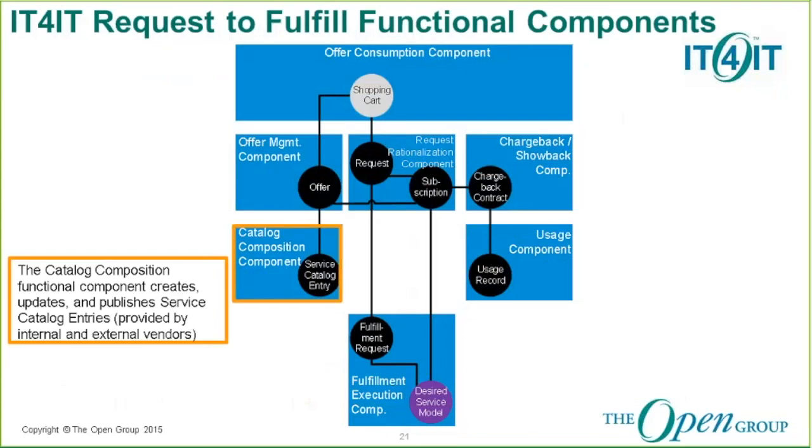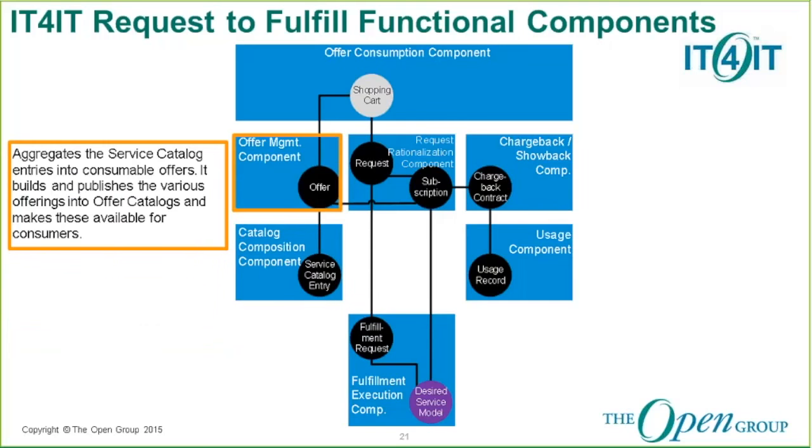The catalog composition component manages the service catalog entries, including all the services that we source from external vendors, such as the cloud vendors. This functional component is the authoritative source for all the items that we have in our catalog. This catalog is integrated with catalogs from the external vendors. And the offer management component is responsible for aggregating all these catalog items from the different catalogs, and for publishing these in the form of offers.